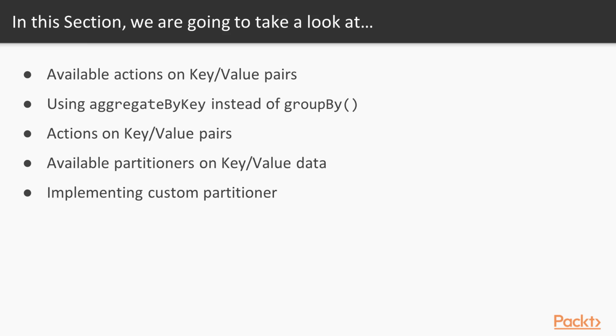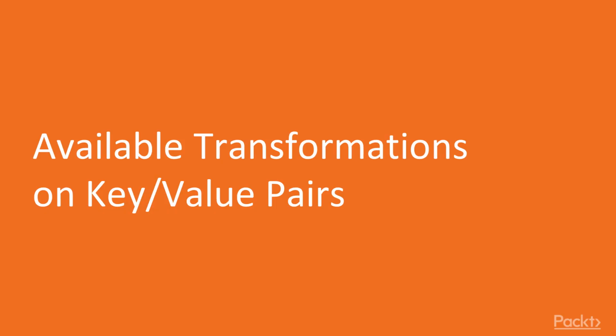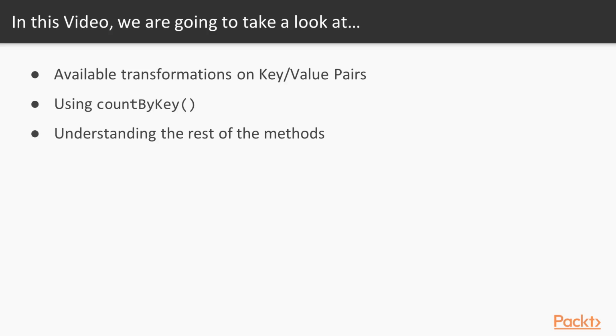Next, we'll be looking at the available partitioners on key value data, and we'll be implementing advanced partitioner that will be able to partition our data by the range. And this is a first video in which we will be looking at the available transformations on key value pairs. So firstly, we'll be examining available transformation of key value pairs. Next, we'll be using count by key, and also we will be wondering why this operation is not entirely safe. At the end, we will try to understand the rest of transformations available on key value pairs.